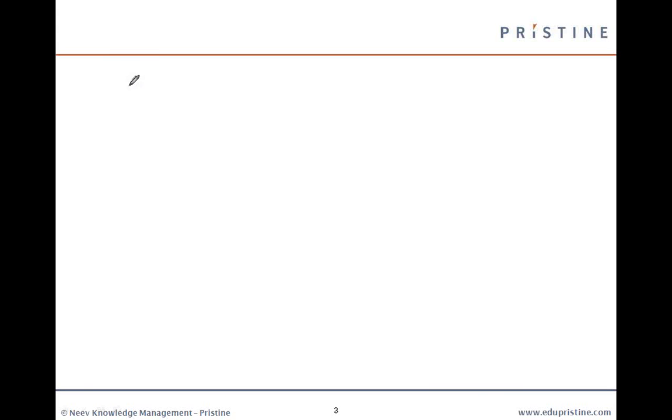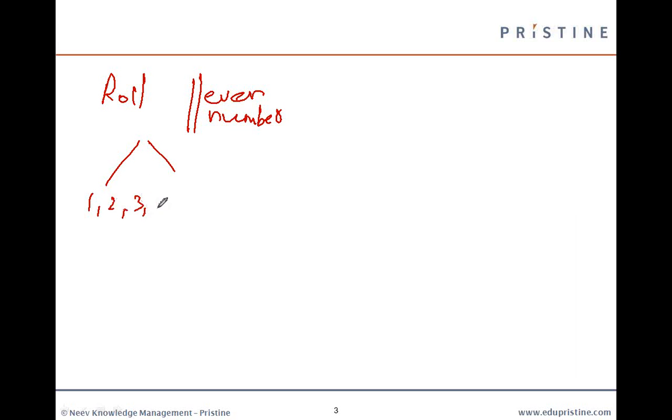Okay. Let's say my random event is when I roll a die, I want to get an even number. This is my random event and this is my event of interest, that is getting a value which is an even number. When I roll a die, what are the possible outcomes? I may get 1, 2, 3, 4, 5, 6. So what are the possible outcomes? Totally 6. So the denominator is 6.